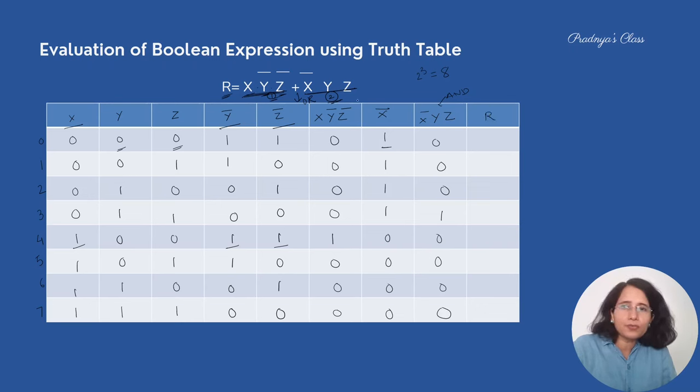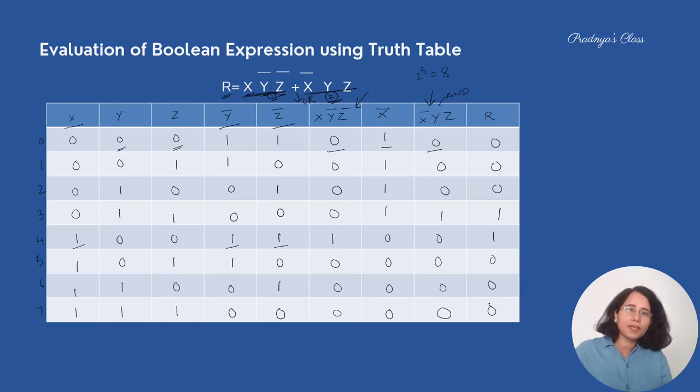We need to look at the column here, and one more column is here. And OR operation, you know how it works. If any of the input is 1, then the output will be 1, otherwise 0. So consider this 0, 0 will be 0. Again 0, 0 will be 0. 0, 0 will be 0. 0, 1 will be 1. 1, 0 will be 1. And the rest of the entries are 0. So we will get 0.